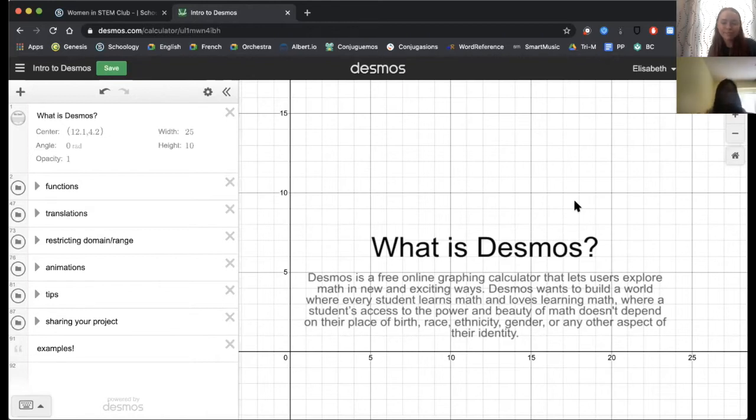Let's get started, y'all. So first, for those of you who don't know DESMOS, here is what DESMOS is. It's a free online graphing calculator that lets its users explore math in new and exciting ways. And it wants to build a world where every student learns math and loves learning math, where the students' access to the power and beauty of math doesn't depend on their place of birth, race, ethnicity, gender, or any other aspect of their identity. I just pulled this straight from the DESMOS website.